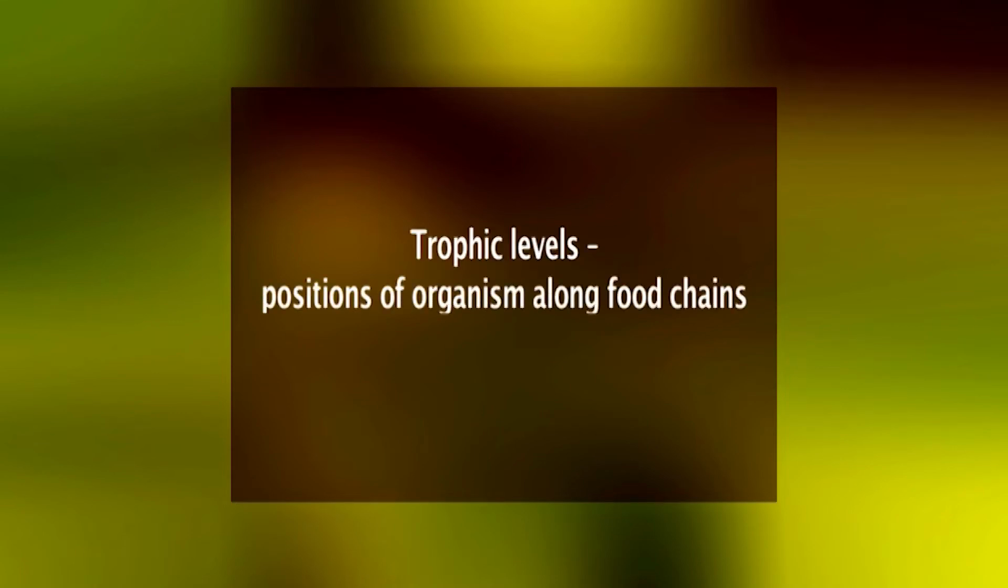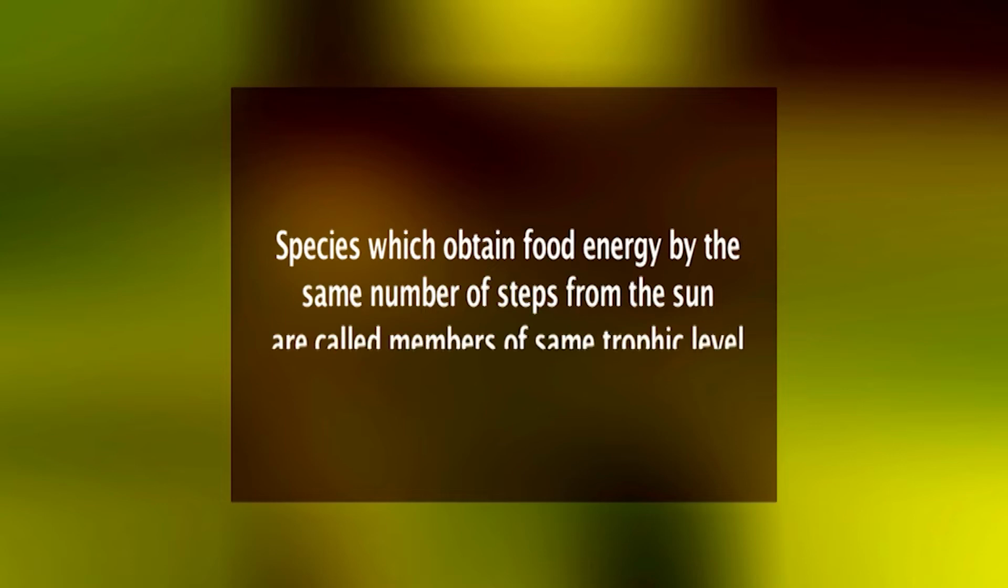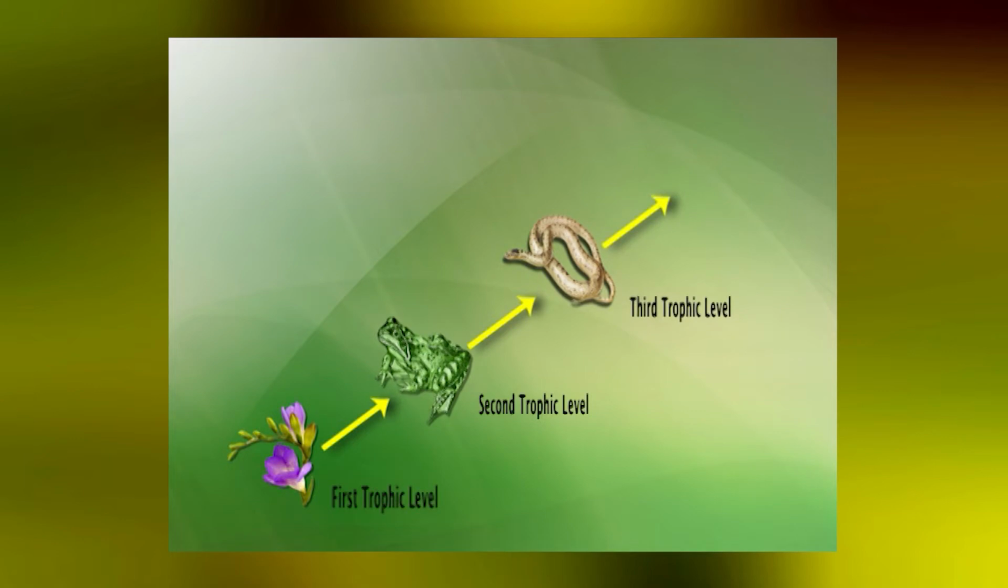Positions of organisms along the food chains are called trophic levels, and various species which obtain food energy by the same number of steps from the sun are called members of the same trophic level. Thus, all green plants belong to the first trophic level, plant eaters to the second trophic level, animal eaters to the third trophic level, and so on.